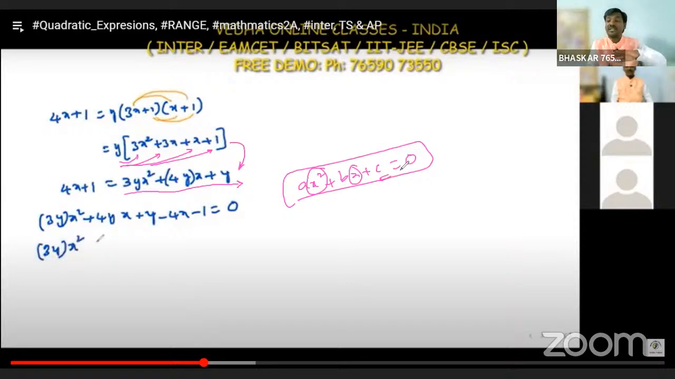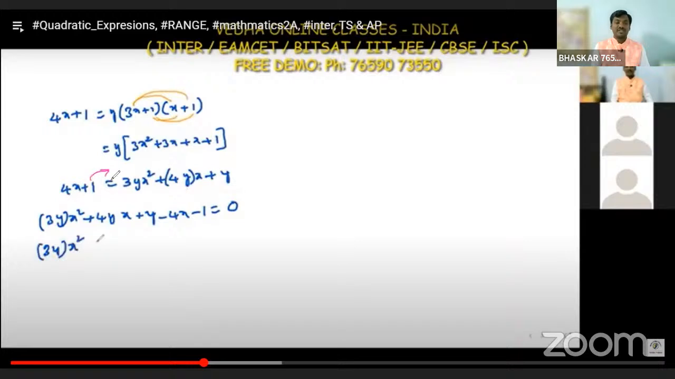And remember that y is also to be thought of as a constant. So here I am sending all the left side terms to the right side. So 3y x square, 4yx, and plus y, the first right side 3 terms as it is, and plus 4x, so plus 4x becomes minus 4x, and minus 1, equal to 0.